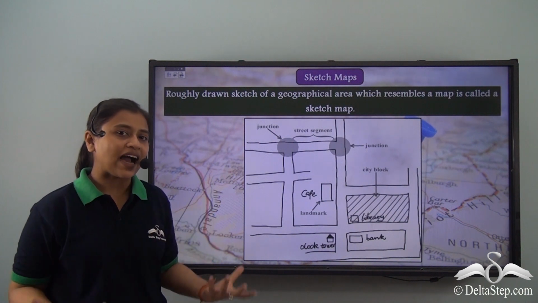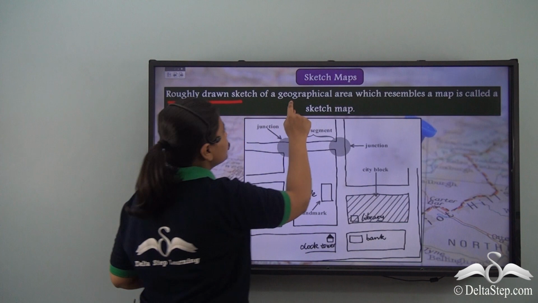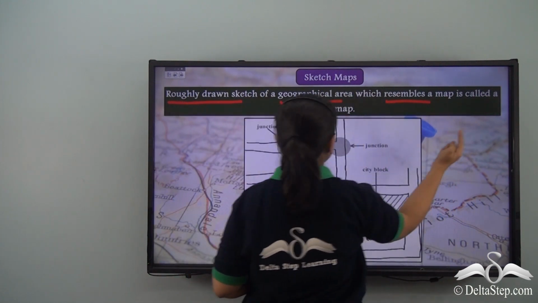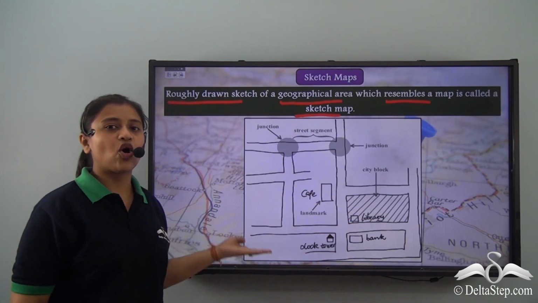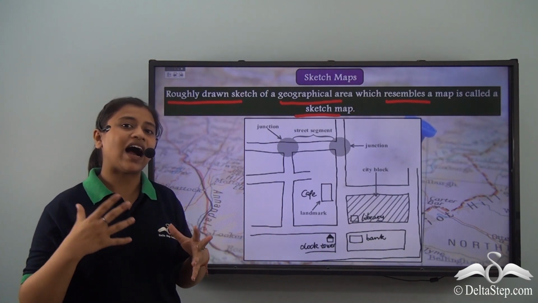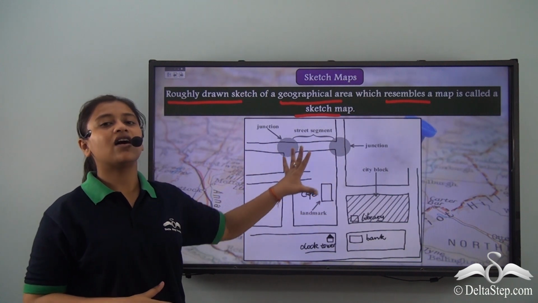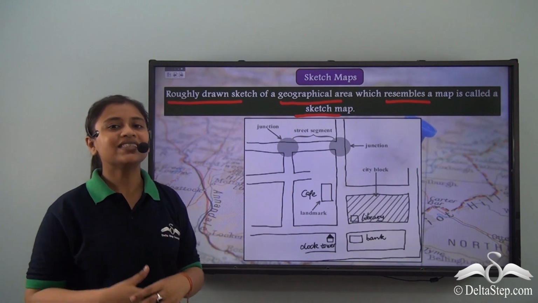So now how do we define a sketch map? A roughly drawn sketch of a geographical area which resembles a map is called a sketch map. So this particular rough drawing of a geographical area gives us a rough idea about that area, and such a rough sketch resembles a map. So this is called a sketch map.